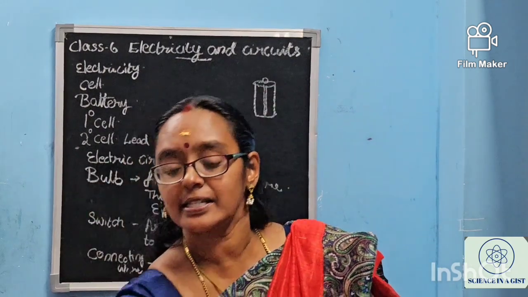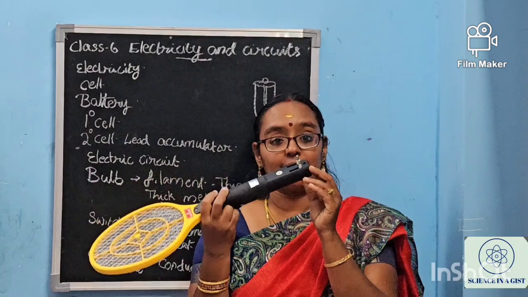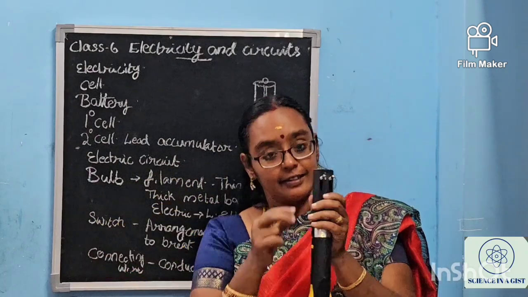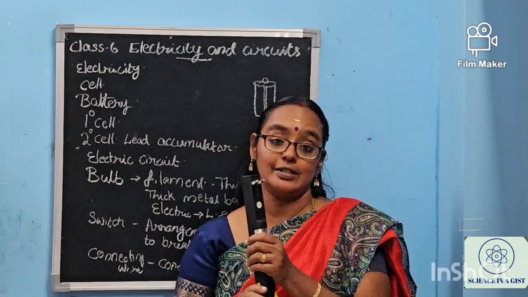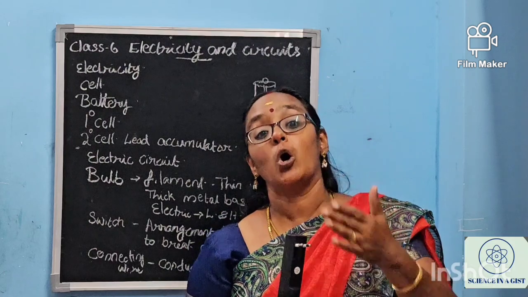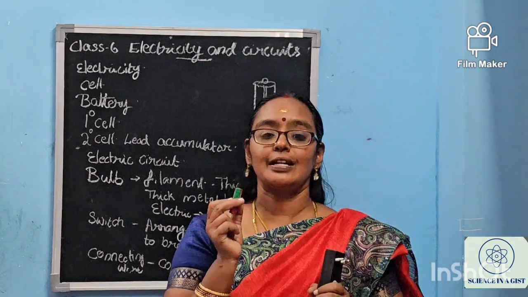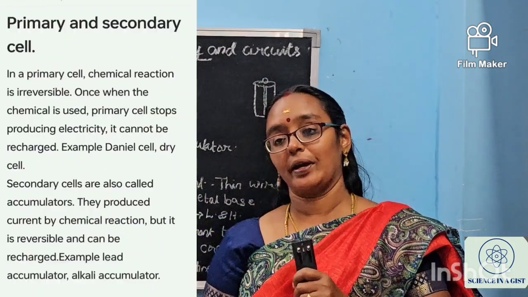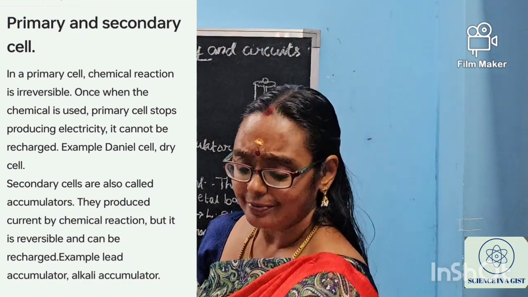Now, have you seen this kind of bat? For this, there is a plug point, right? We can recharge it. There is also a cell in it, but we are able to recharge this kind of cell. So it will be much more long lasting compared to these kinds of cells. Okay, so these are the differences between a primary cell and a secondary cell.